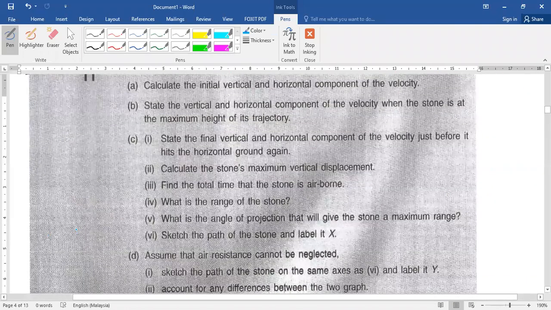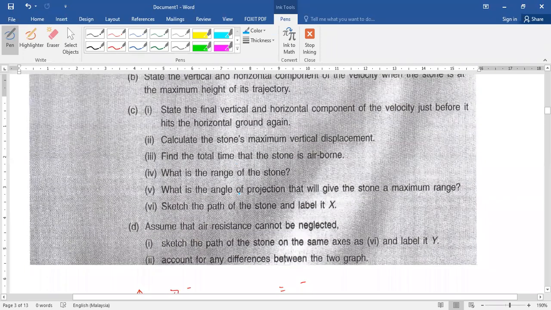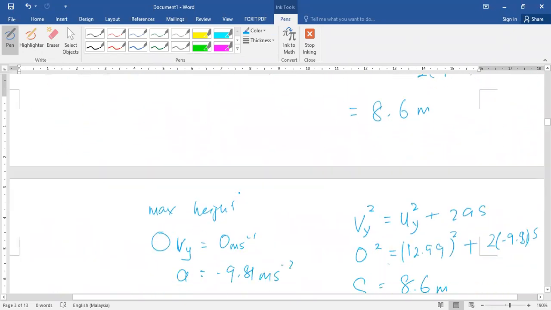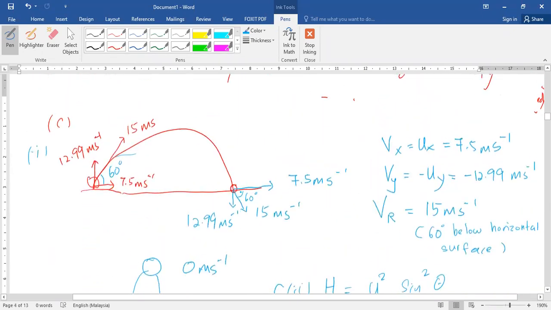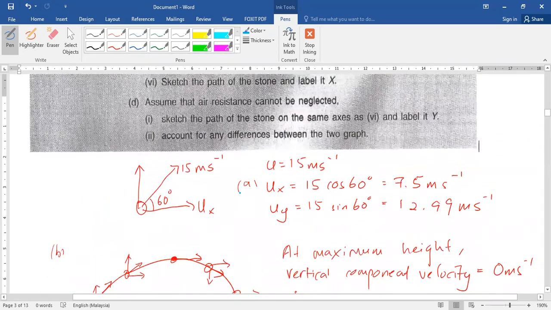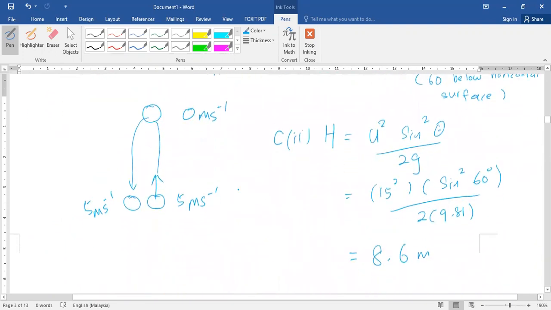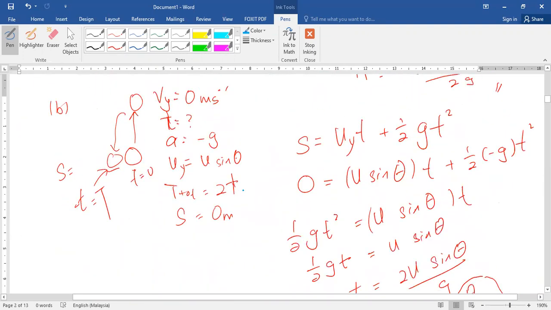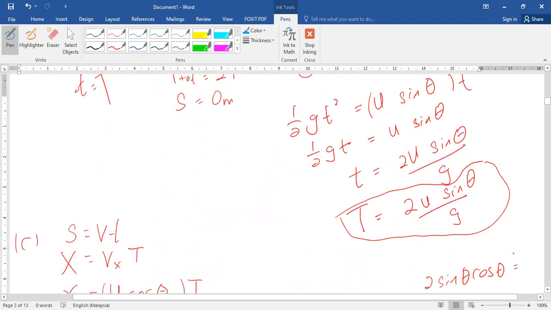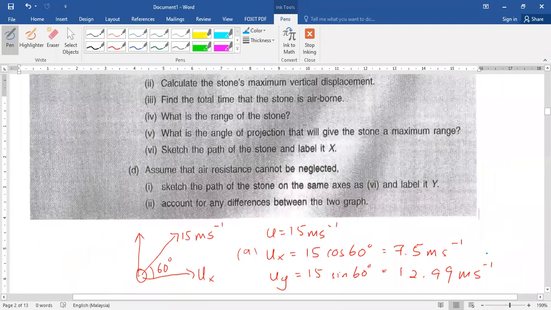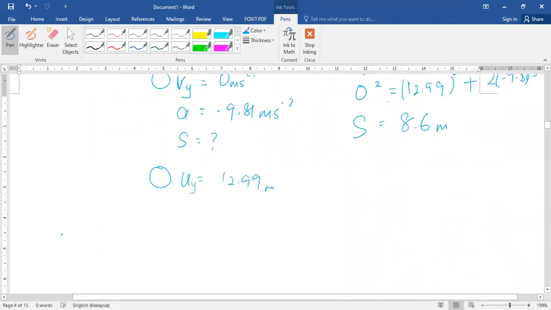Question C3. We already did C2, calculating the maximum vertical displacement height. C3: find the total time taken, the total time that the stone is in the air. That means that we want to find the T. Where is the T? Just now the formula for the T. We can use the formula for T: T is equal to 2U sin delta over G, as we know.